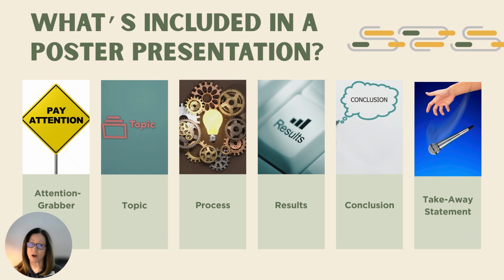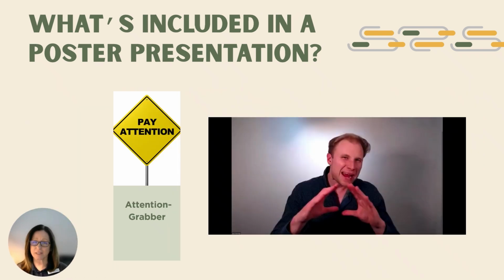There are 6 key parts of a poster presentation that can help you quickly tell the story you want to tell about your work on your research project. The first part is the attention grabber. The attention grabber, or a hook to grab your audience's attention, can be a question, a surprising fact, a bold statement, or whatever else you can think of. Think of it like the first 3 seconds of a TikTok. If you don't hook people right away, they'll scroll on past.